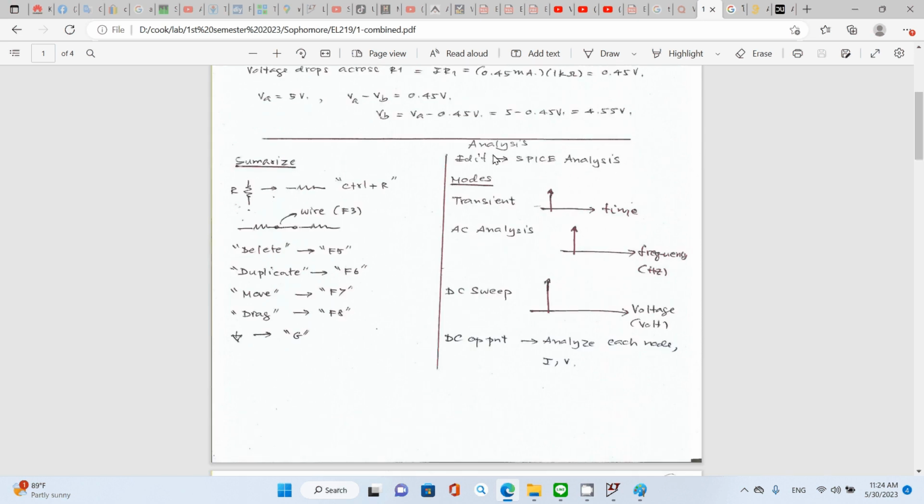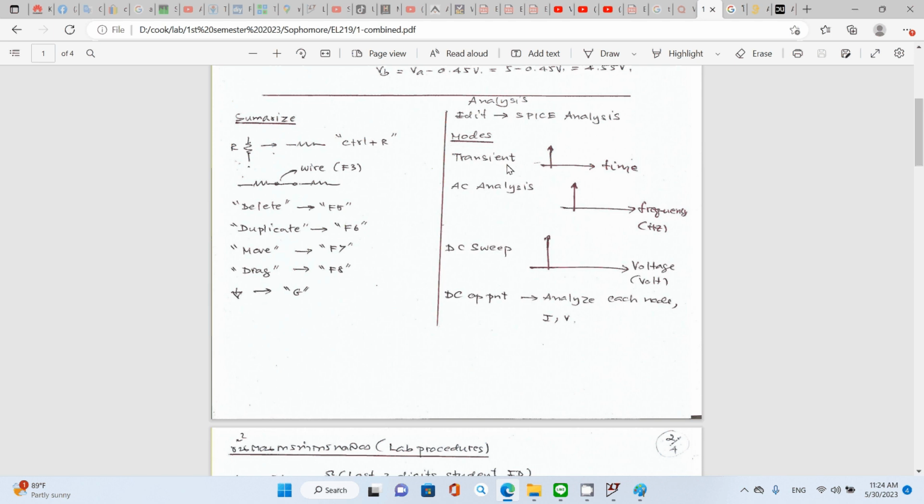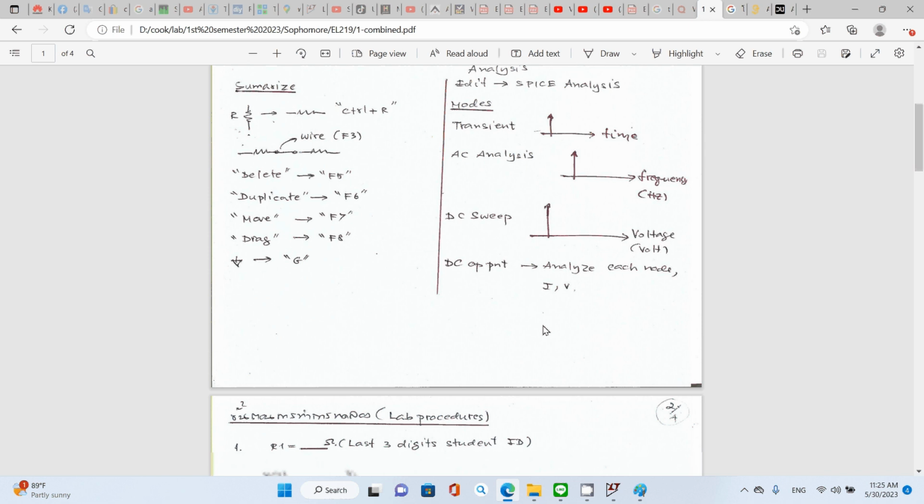Also, the mode of analysis. You go to the main menu, edit, and then to the submenu, LTspice analysis. You have a transient mode, which means you want to plot with respect to time. AC analysis, you want to plot with respect to frequency. DC sweep, you want to plot with respect to voltage. And DC operating point, you analyze each node for current and voltage.